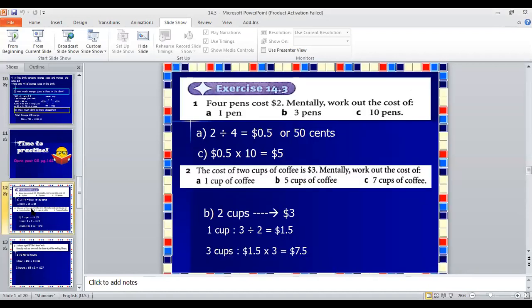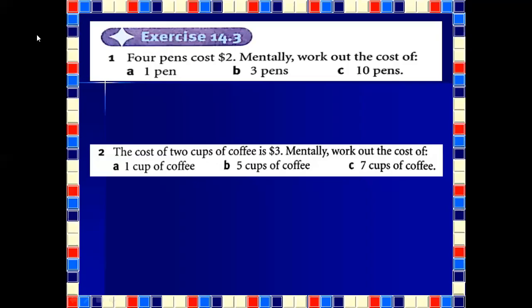4 pens cost $2. Mentally work out the cost of 1 pen. Yes. 1 pen equals 50 cents. Right. Good job. 3 pens, go ahead, continue. 3 pens cost $1.50 and 10 cost... again, $5. $5. Thank you, Tariq, thank you.